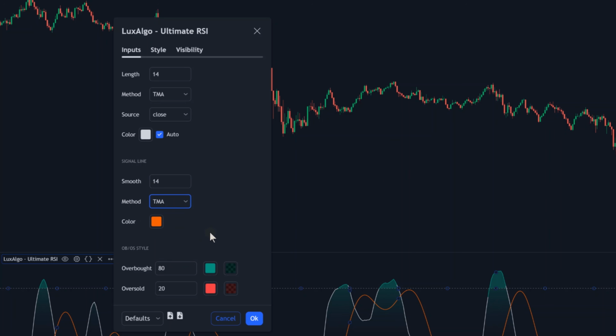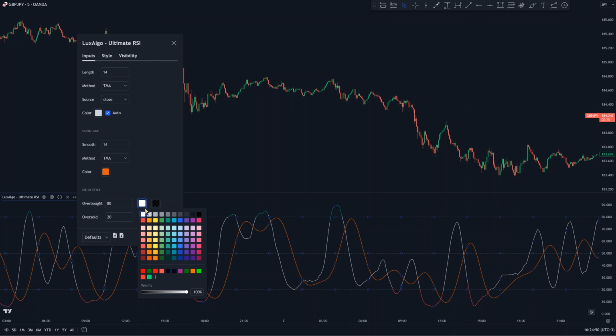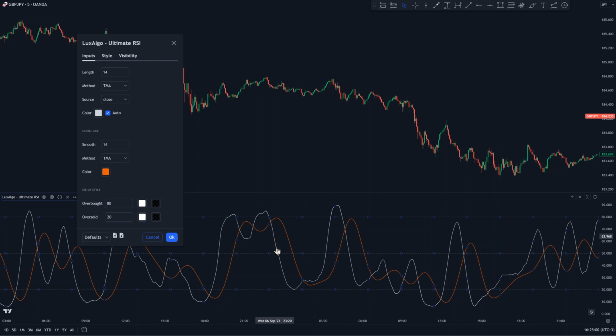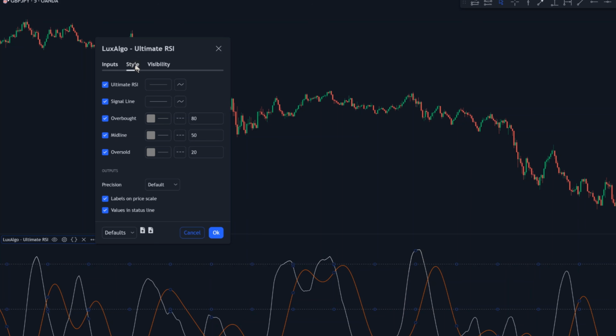Now let's shift to the line style settings of the overbought and oversold levels. In this segment, we're opting to lower the opacity to a sheer 0%, and we're also going to change the colors to white. This aims to furnish a pristine white RSI line devoid of any distractions. Now let's proceed to the style tab. Then here, we're going to uncheck the overbought and the oversold level, and then click OK.